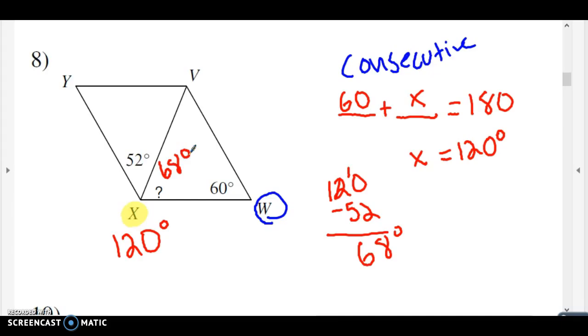Any questions on how that one is 68? We use the fact that consecutive angles add up to 180. 60 plus 120 is 180 because they're consecutive. I knew a portion of this angle was going to be 52, so I just had to figure out the difference. Yes, any questions on that? Yes. The angle x is 120. 68 is what the question mark is, so what they're asking for. And that's what you have to be careful of, is what question they're really asking for.